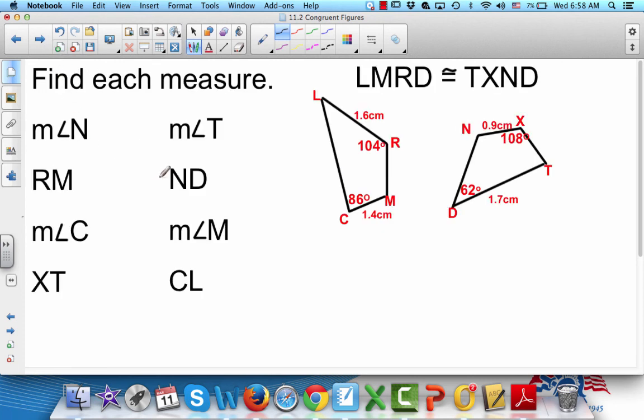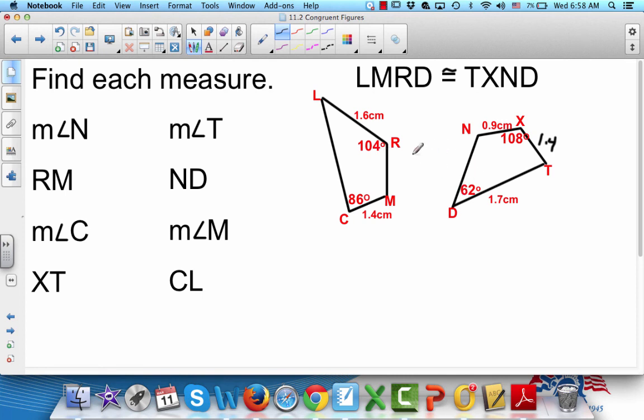All right, find each measure. It tells you that LMRD is congruent to TXND. So we know that these two are congruent to each other. So that means corresponding parts are congruent to each other. Okay? So let's look at this. CM is the shortest side. So we look over here at the shortest side. That's XT. So we know that XT is going to be 1.4.